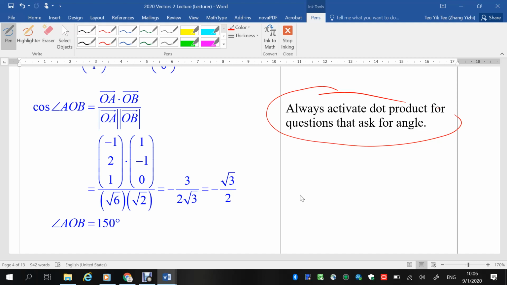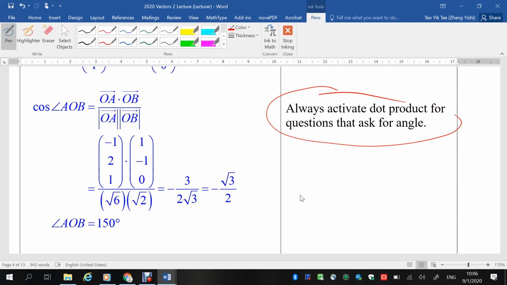So far so good? Anyone lost? Anyone confused? Okay, after you settle finding the angle AOB, you are supposed to determine the area of triangle AOB.